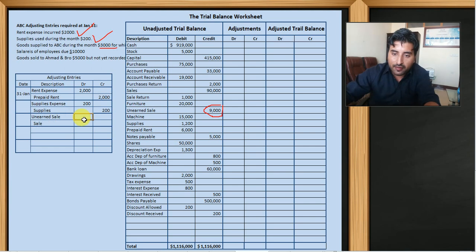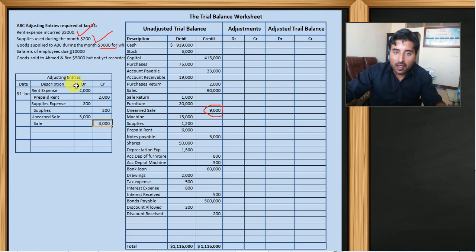How much? That is $3,000. Look, dear students, why are we debiting the unearned sale account? Because it is a decrease in our liability. Our liability decreases, and that liability is converted to revenue. So our sale revenue account increased.